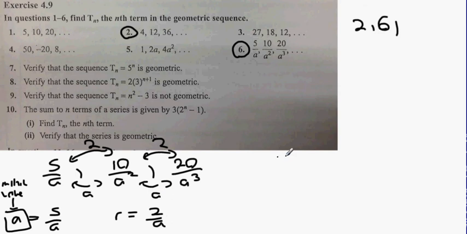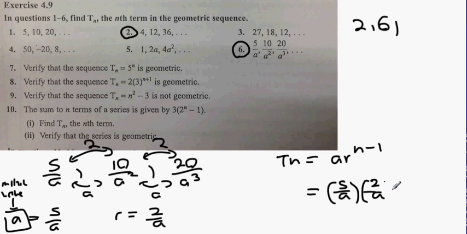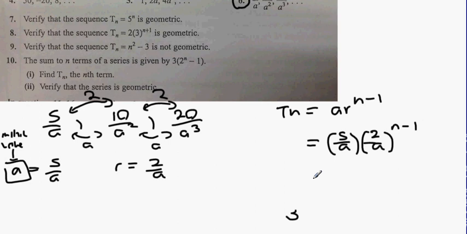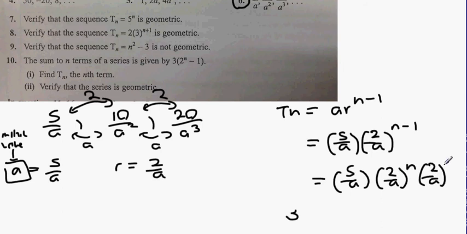Alright, and now we're going to use our Tn formula, which is A r to the n minus 1. And A is going to be 5 over A, R is going to be 2 over A, to the power of n minus 1. I suppose we could try rewriting it as 5 over A, now it's going to be 2 over A to the power of n, and then 2 over A to the power of minus 1. Now the thing about to the power of minus 1 is that if I had, like, 3 over 2 to the power of minus 1, the answer is 2 over 3. So all I have to do is turn it upside down.